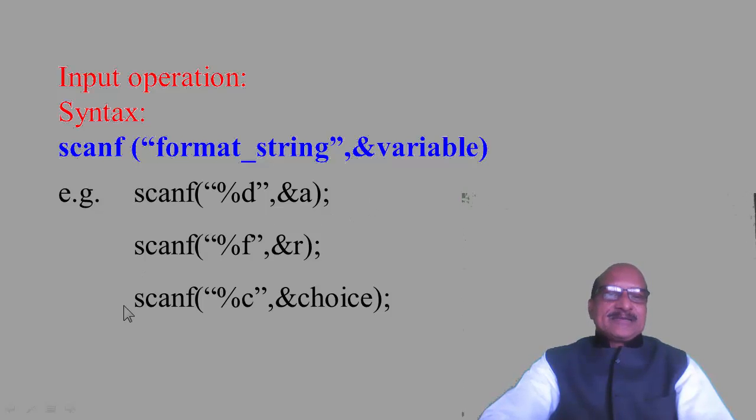So let us consider some examples of this. Scanf, %d, comma, address of A. What is the meaning of this? When you use the word scanf, the control goes to the keyboard. Then the machine will accept the data from the keyboard, and that is stored in memory location A. But remember, this data given through the keyboard must be an integer. If you write a decimal, real constant or floating point constant, that is not accepted, and you will get an error message. Similarly here, scanf %f, comma, address of R, because in the previous slide we have seen that we declared A as int, integer, R as a floating point constant, and choice as character type data.